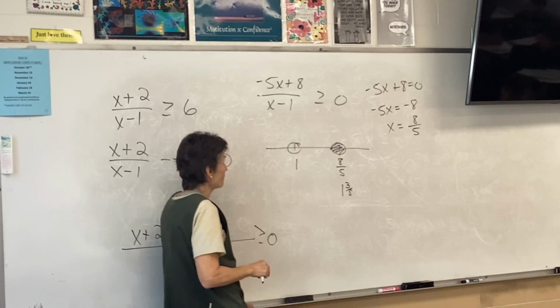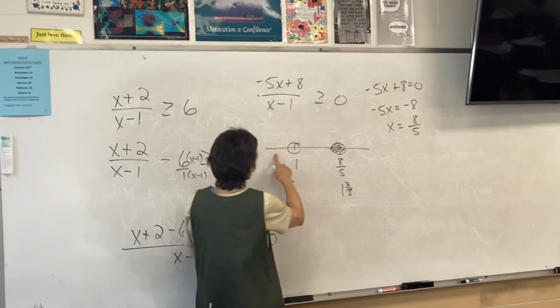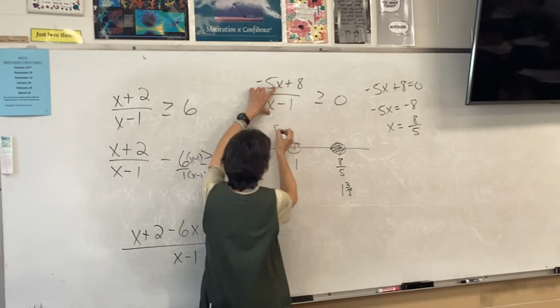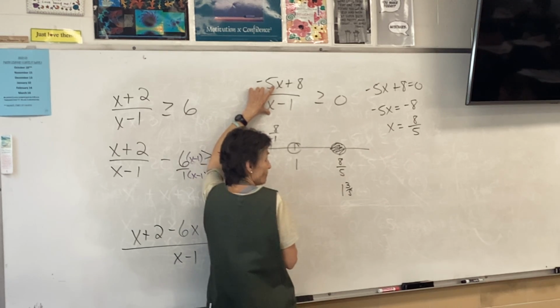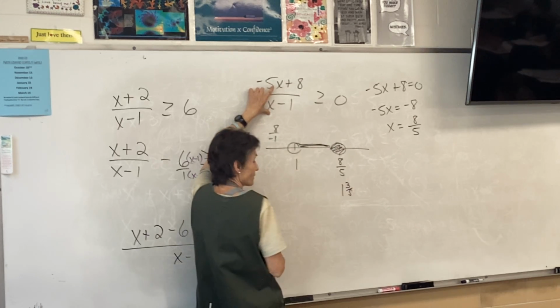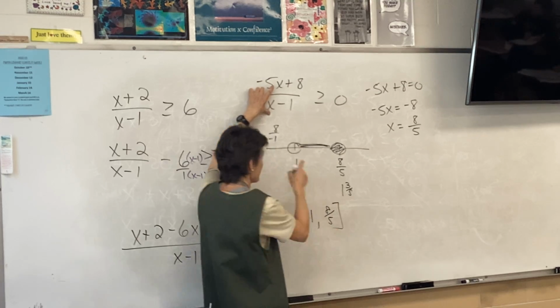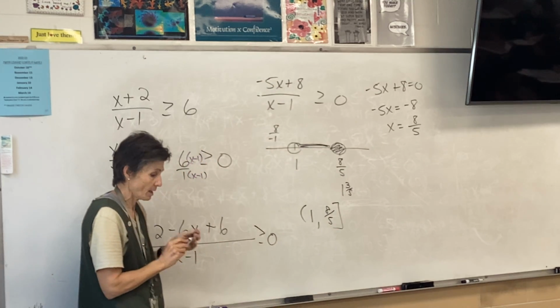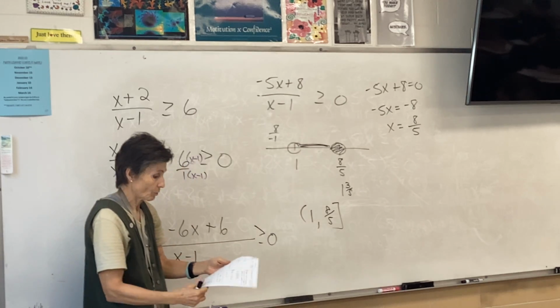All right, pick a number. Here we go. We're gonna shade 0. I like 0. 0 gives me 8 over -1. Is that bigger than 0? Nope. So I'm not shading that, so I will shade this. And my answer is 1 to 8/5. So just that little section of the number line is the only one that works.